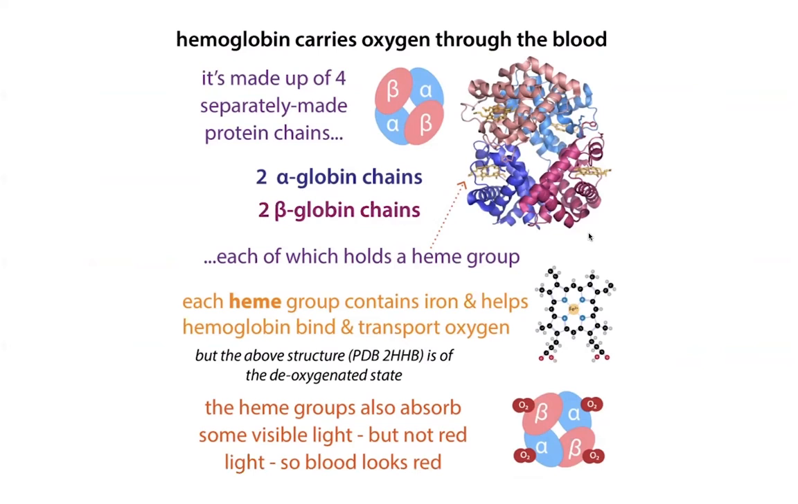Each of those subunits is going to hold onto a heme group. So heme is one of those cofactors. It's like a prosthetic group. It's really tightly held. This is a non-protein part that's going to give hemoglobin the extra superpowers that you can't get from protein alone. And so these heme molecules in their center are going to bind to iron, and that iron is then going to bind to oxygen, and this is going to help transport oxygen throughout the blood.